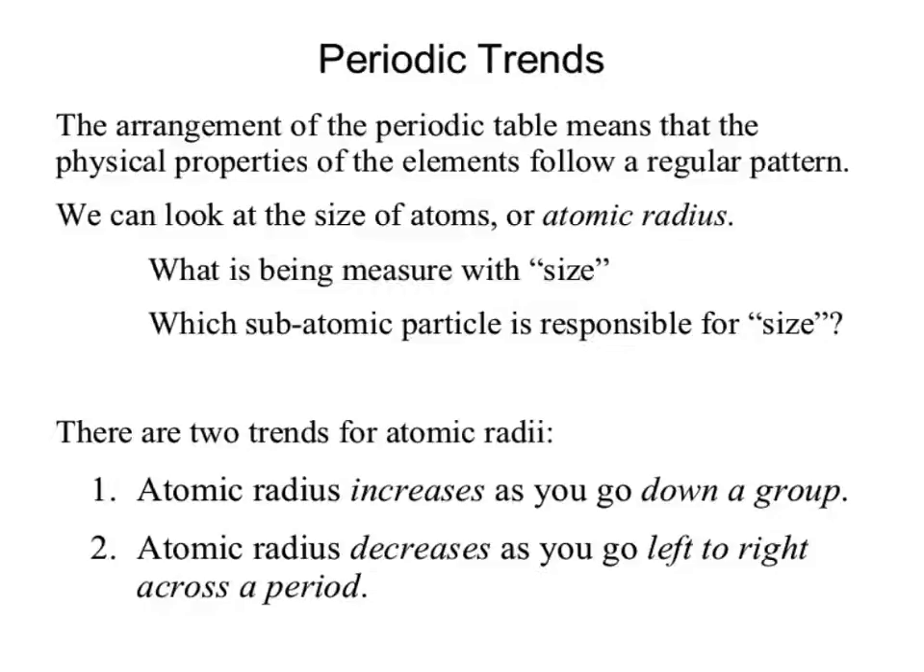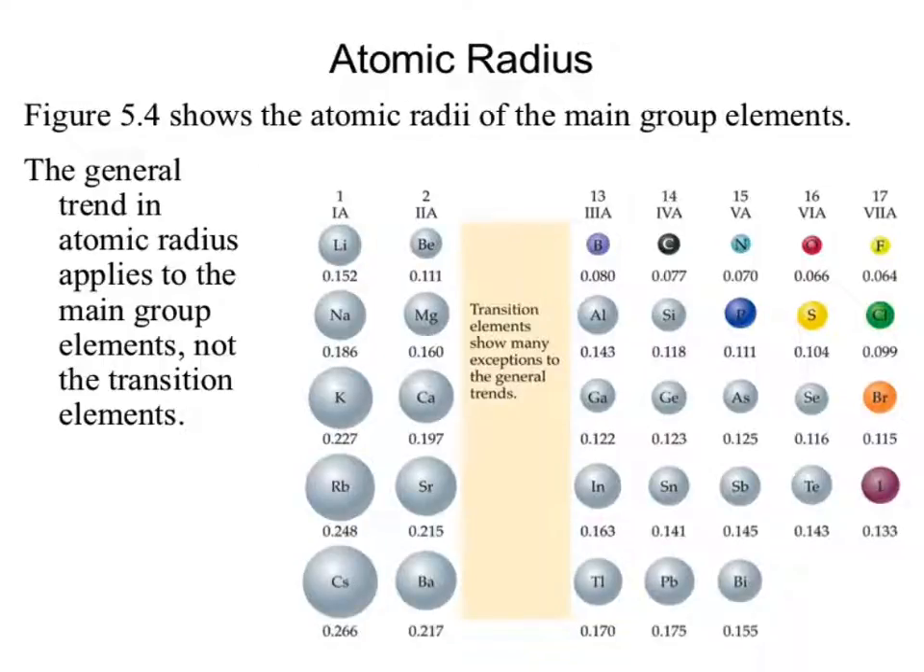Hydrogen to lithium? Bigger. What happened to the number of protons? The number of protons increased as we went from hydrogen to lithium, which then means it should get smaller, but it gets bigger. What? How does that make sense? We're missing something. Okay, so let's run it once more.